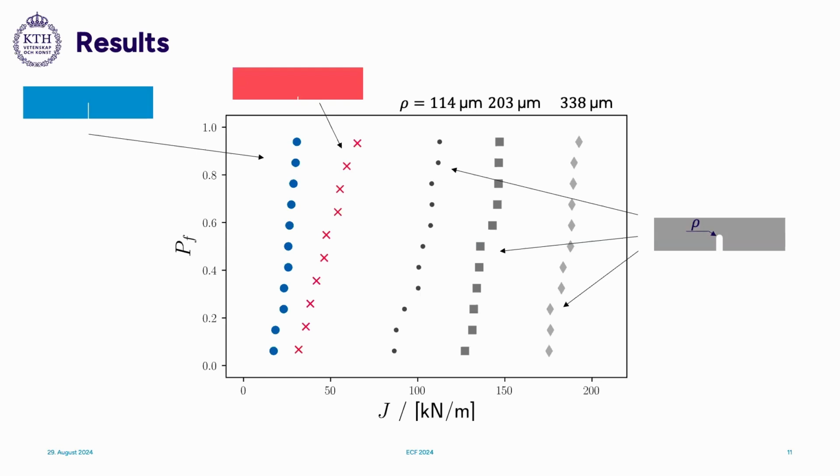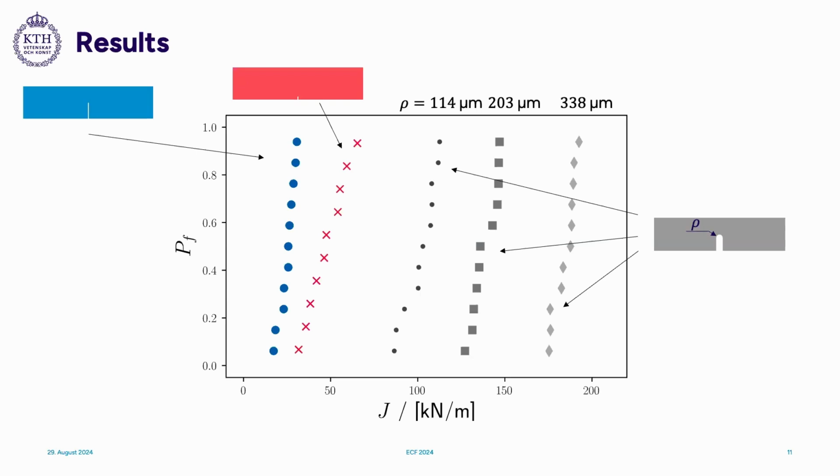Those were the cracked specimens. This is, as we have seen in other materials before, we're not surprised by this. And here now we see exactly this effect for these notched specimens, this increased fracture toughness. And also, it's quite dependent on the radius. The larger the radius, the larger the fracture toughness.